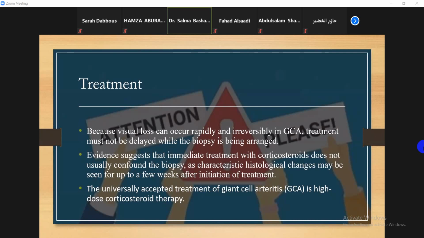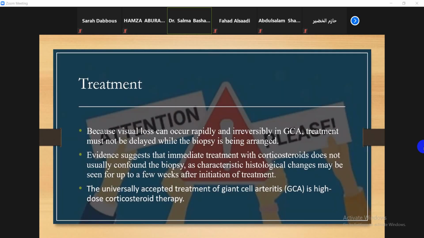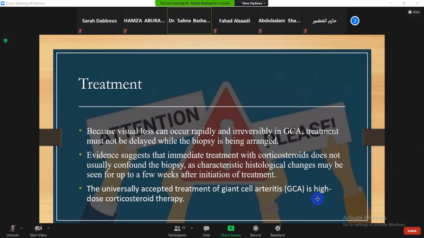So remember, elderly patient, combination of neuro symptoms, systemic manifestations, ophthalmological manifestations, temporal tenderness by examination, and signs of optic nerve dysfunction, plus high ESR and C-reactive protein, and arrange for the biopsy. The result of the biopsy will take time to be revealed, so you don't really have that time.